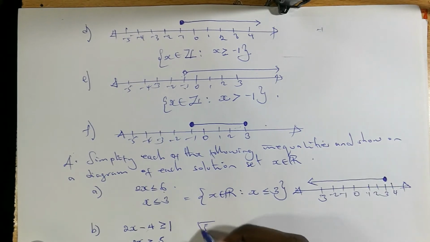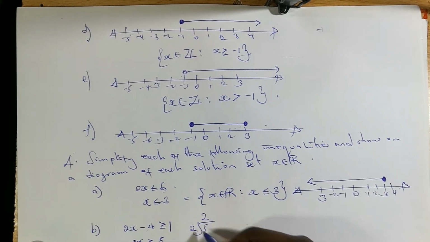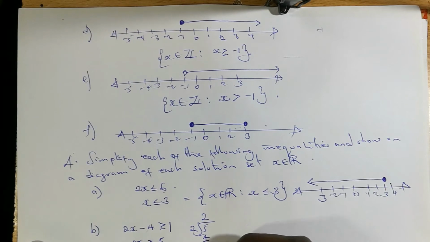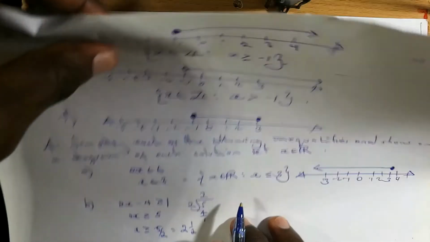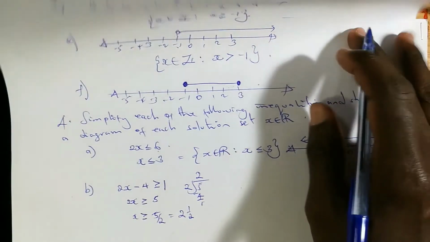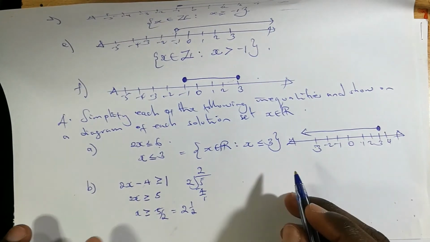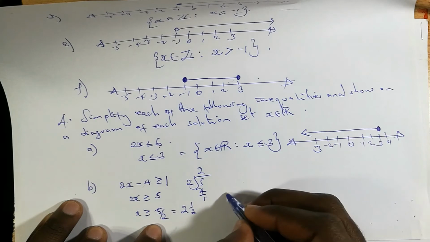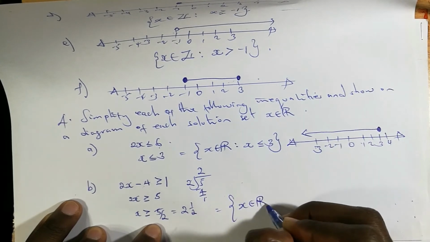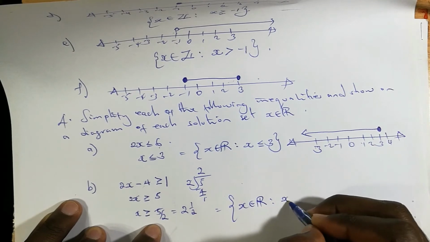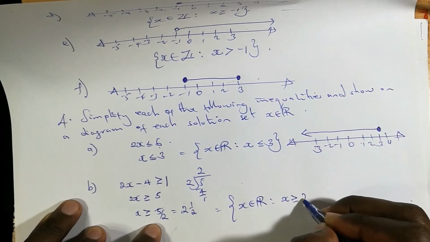If you see here, divide by 2, here goes 2, by that 4, then the remainder will be 1, so it's 2 and 1 out of 2. So as a solution set, you'd see that written as x in R such that x is greater or equal to 2.5.